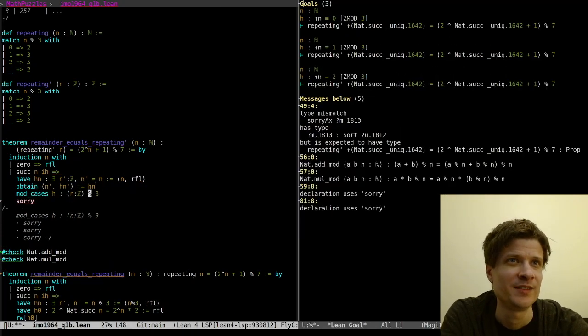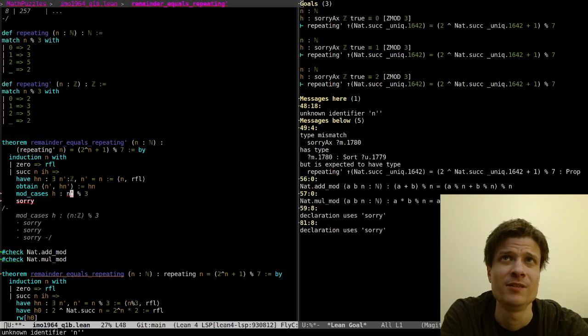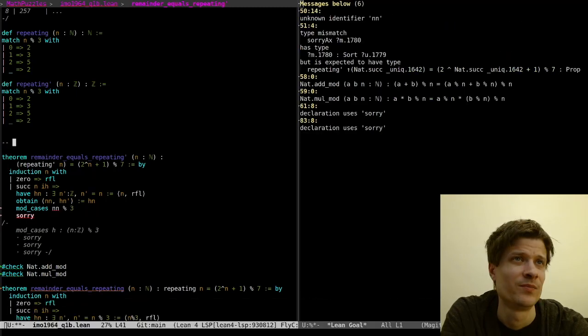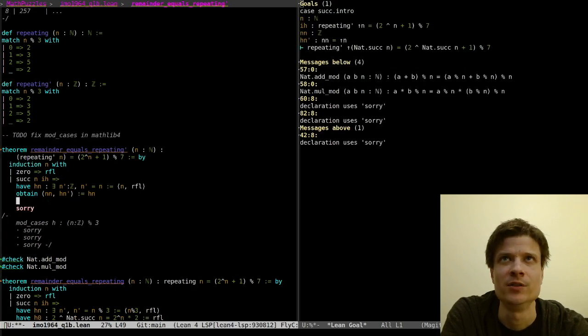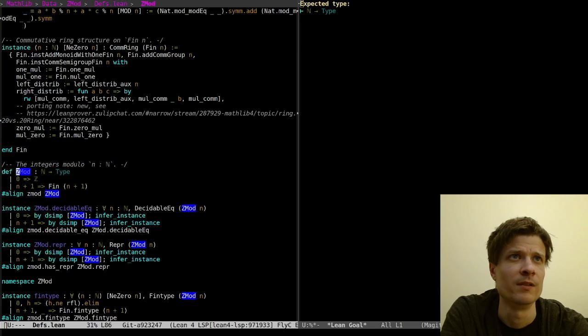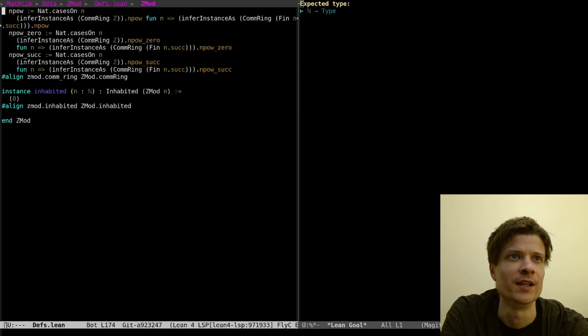Maybe mod_cases will be happier like this. Unknown identifier n'. What do you want, man? To do: fix mod_cases in Mathlib 4. But I still ought to be able to cast this problem in terms of the ring ZMod 3. Then I'm a little bit worried that this ZMod thing seems very underdeveloped.